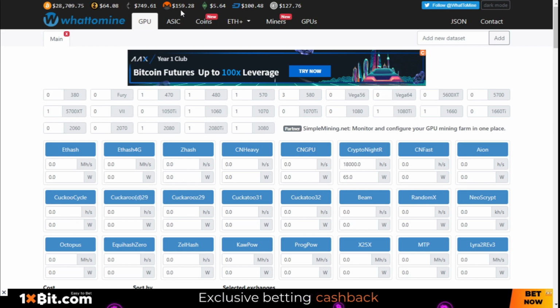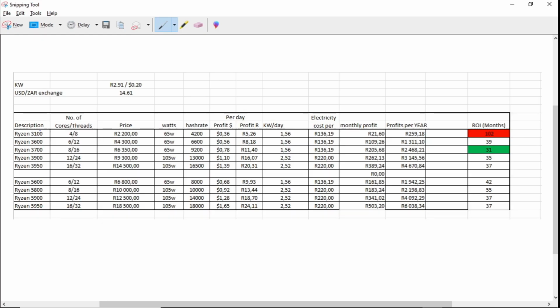Let's get into it. Looking at the price of Monero, it's currently trading at $159. We're going to be mining specifically with AMD CPUs and what the hash rate is for each CPU. Currently, our exchange rate for the South African Rand is 14.61. Our electricity cost is about 2.91 Rand per kilowatt-hour, and that equates to 20 cents in USD.